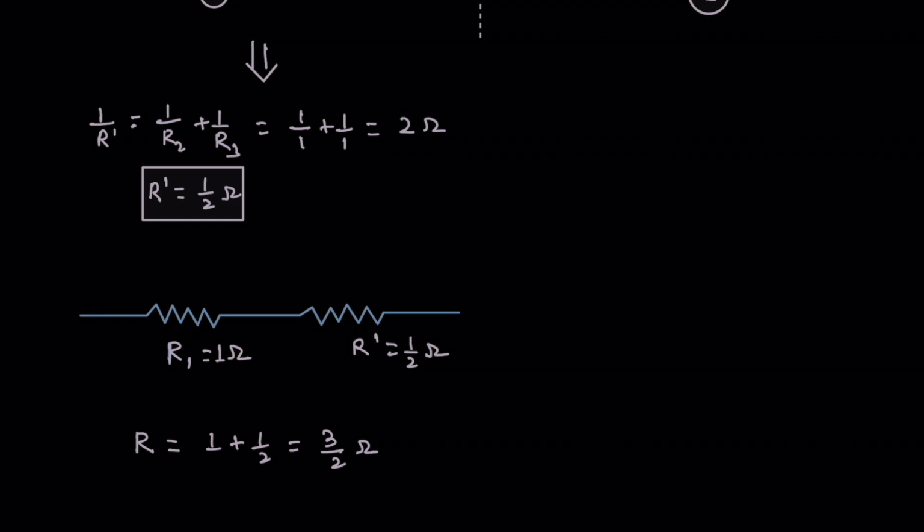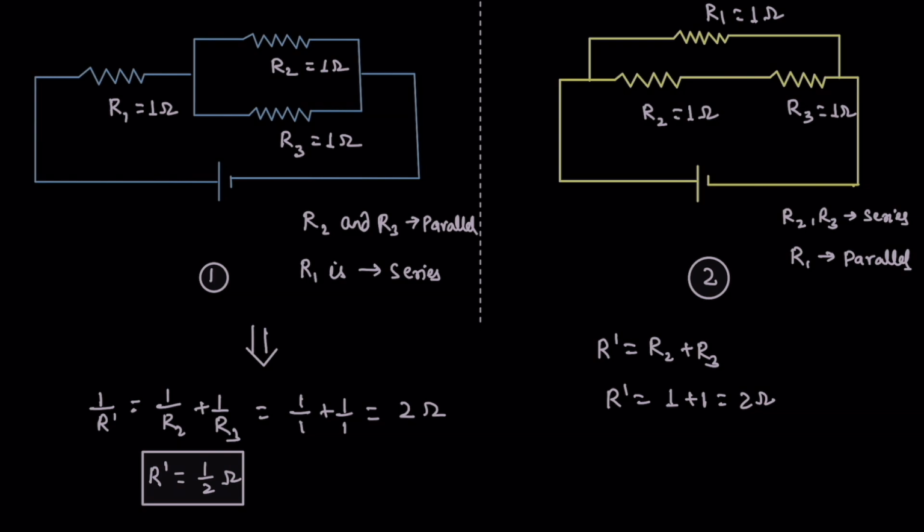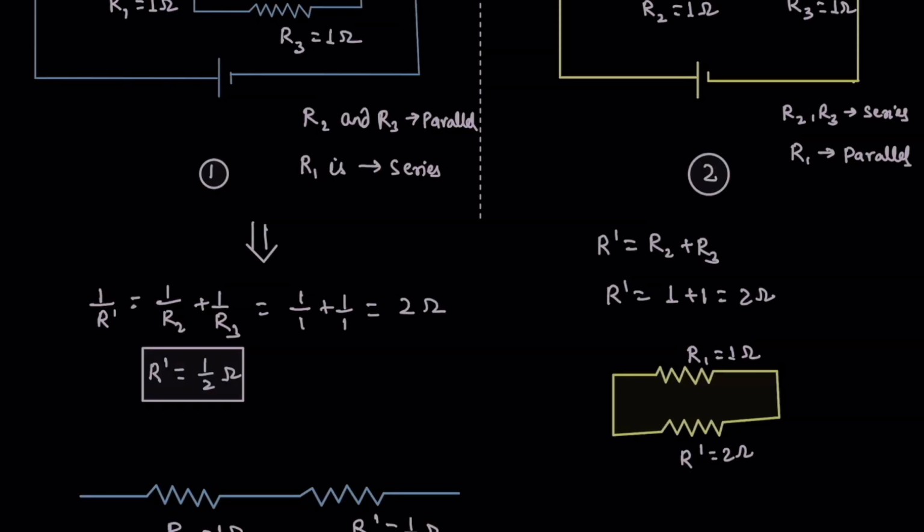Similarly, if we try the second figure, first we have to find the resistance of R2 and R3. So it is already in series. So the new resistance R dash is equal to R2 plus R3. We keep the same value, 1 ohm. So the new resistance is 1 plus 1, 2 ohm. So the new circuit diagram will be like this. So now R dash is parallel to R1.